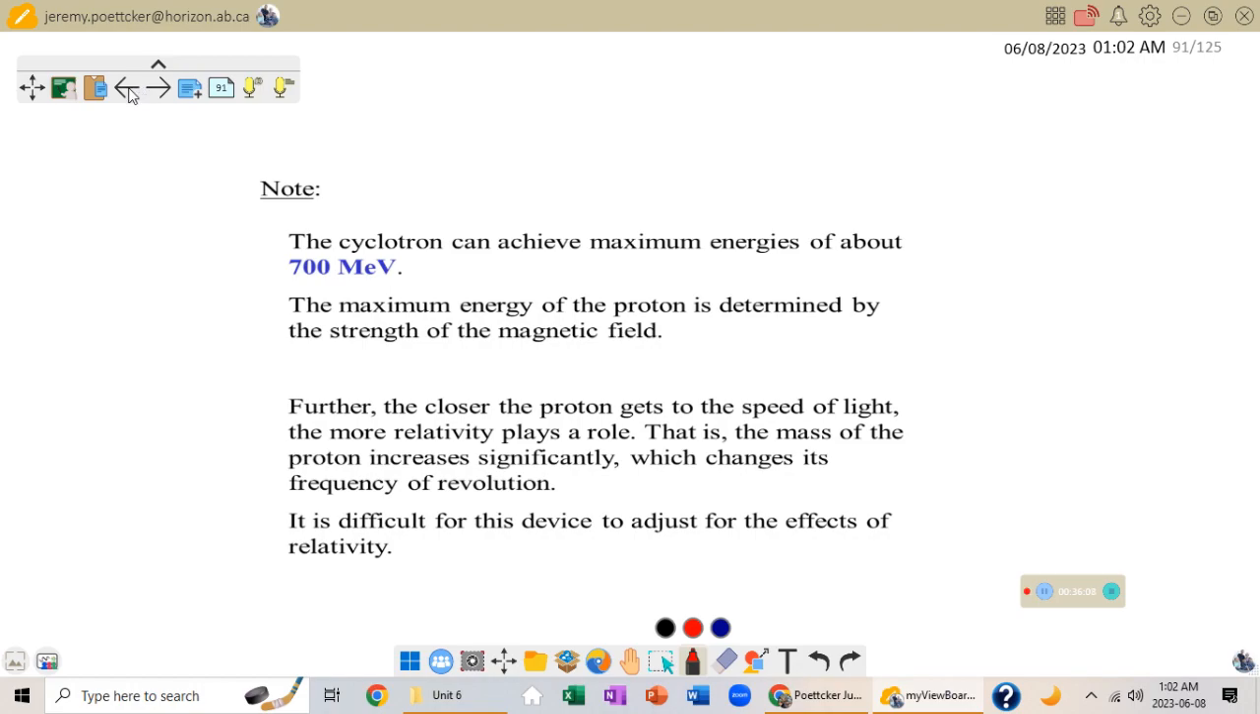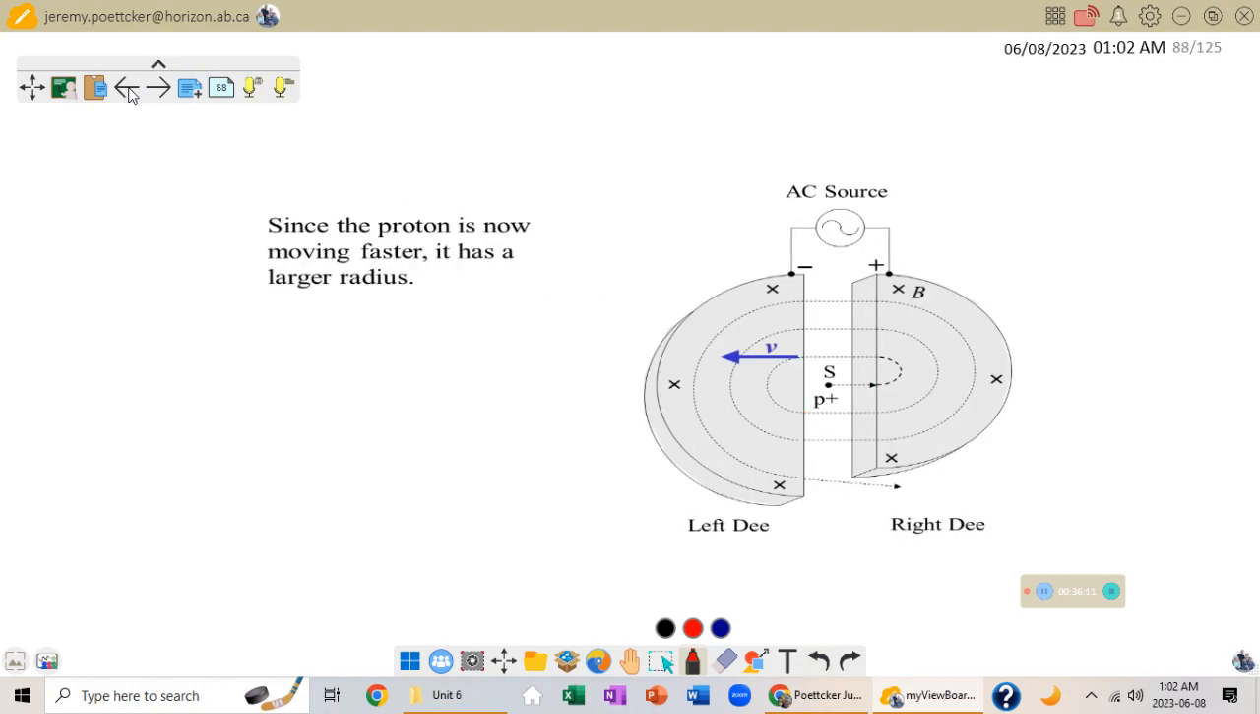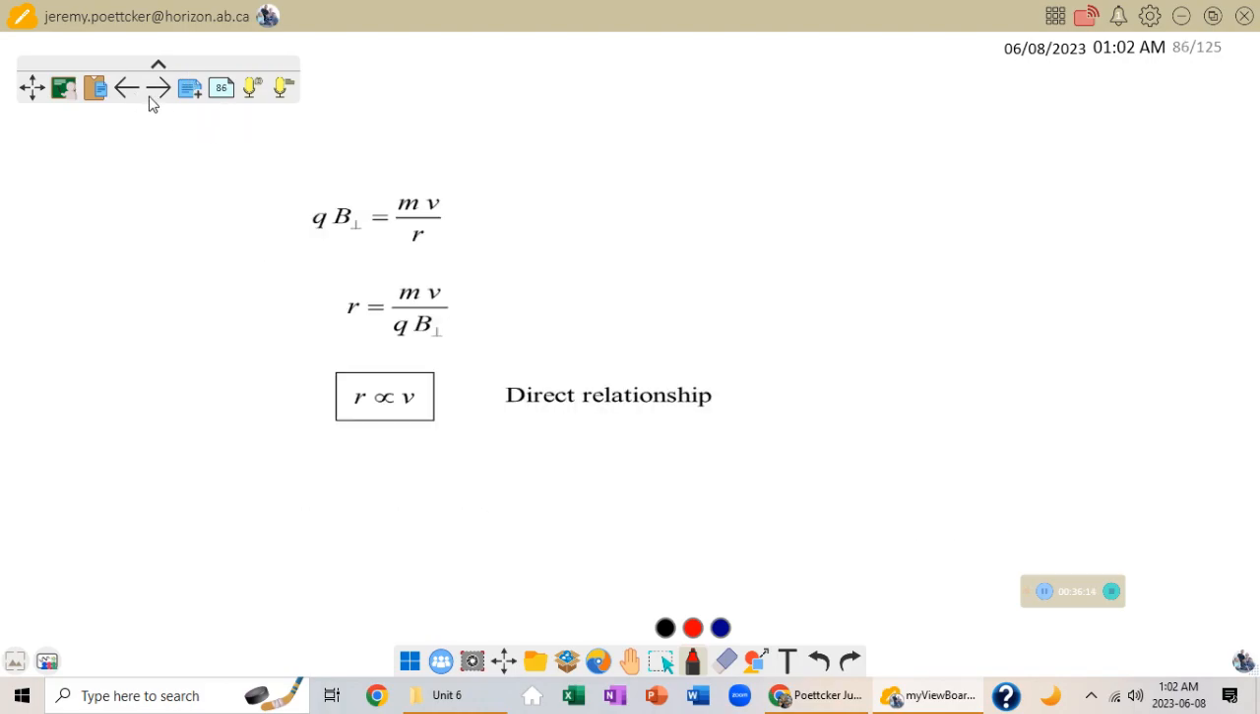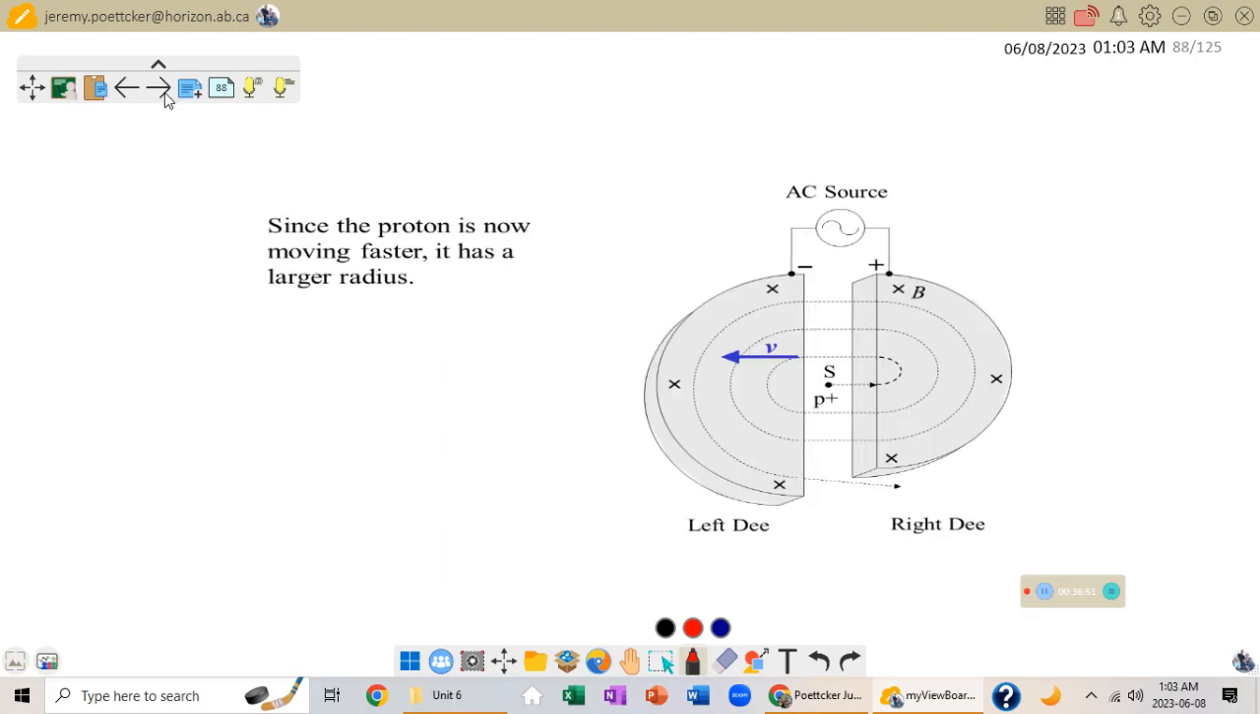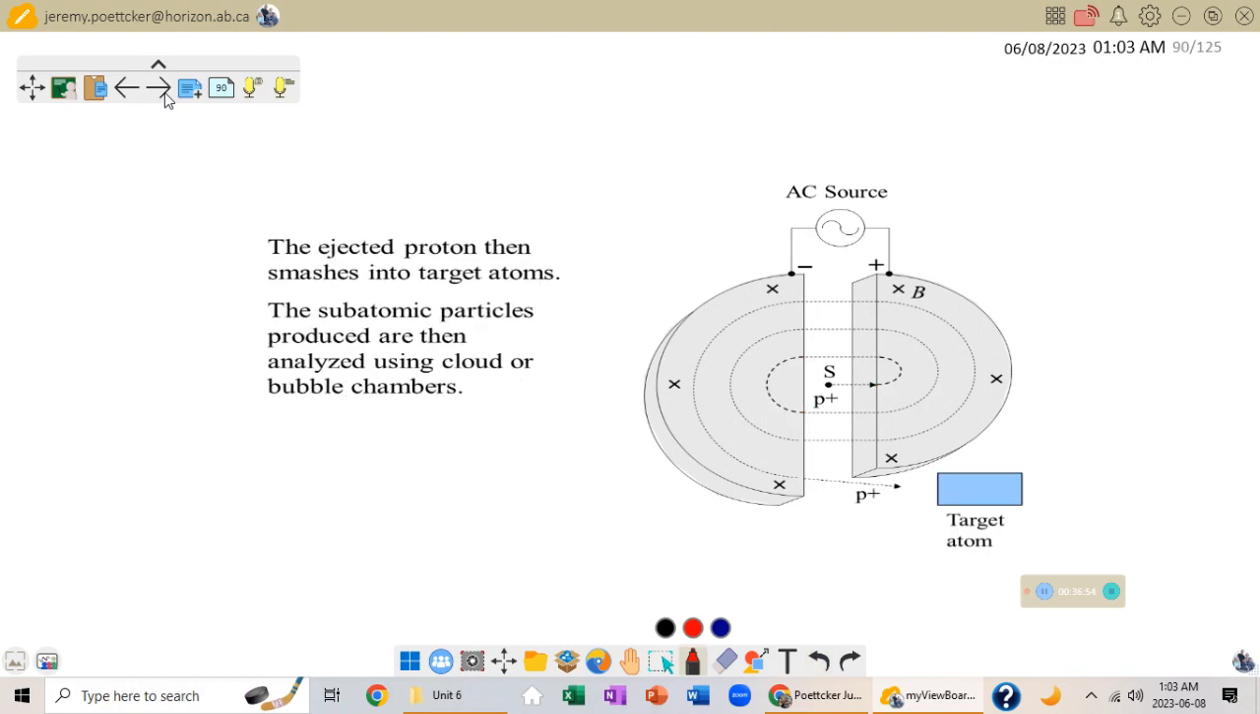So if we go back to our equations, as radius increases, speed increases. But the problem is, because of relativity, as speed increases, so does mass. And now radius is dependent on both mass and velocity. So we get to a maximum velocity where mass starts to really increase, at least relativistic mass increases. We run into problems, and that's why we max out in terms of the maximum energy that a proton can get.